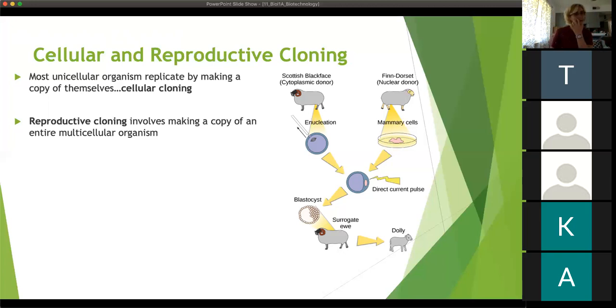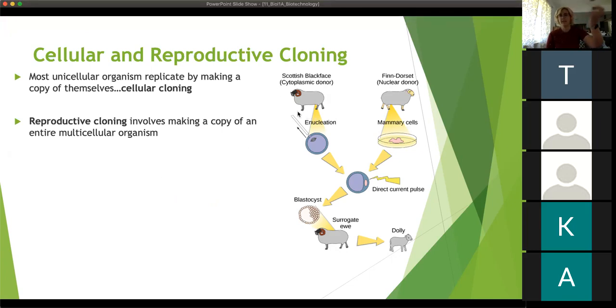So reproductive cloning is making a copy of an entire multicellular organism. And in theory, it sounds fairly easy. In practice, it was actually quite difficult, especially when we were talking about doing this with mammals. With things like amphibians, it wasn't quite as difficult. Amphibians are a little bit weird. They can do a little bit more like regeneration. Mammals are difficult.